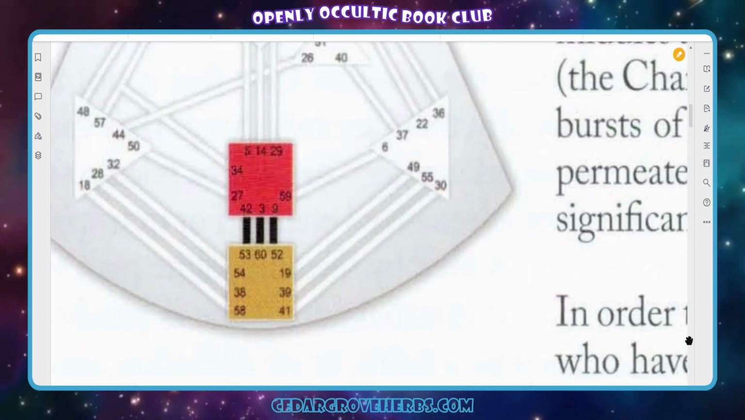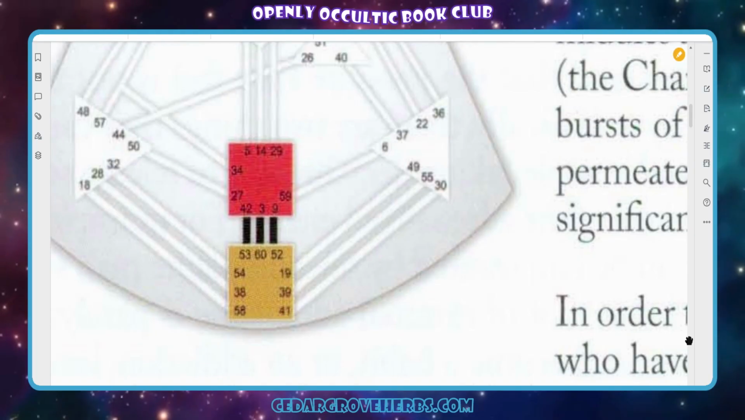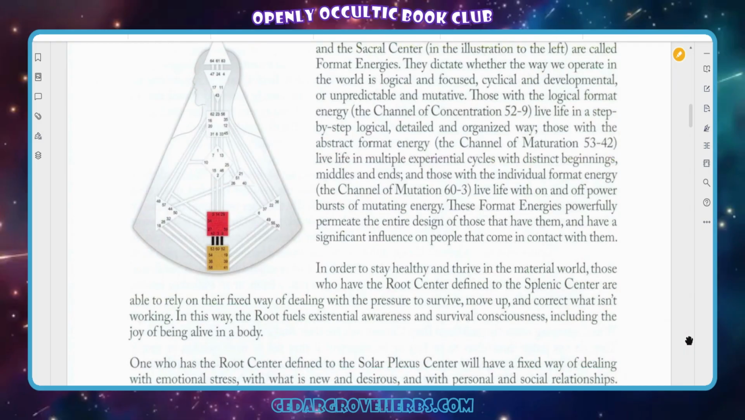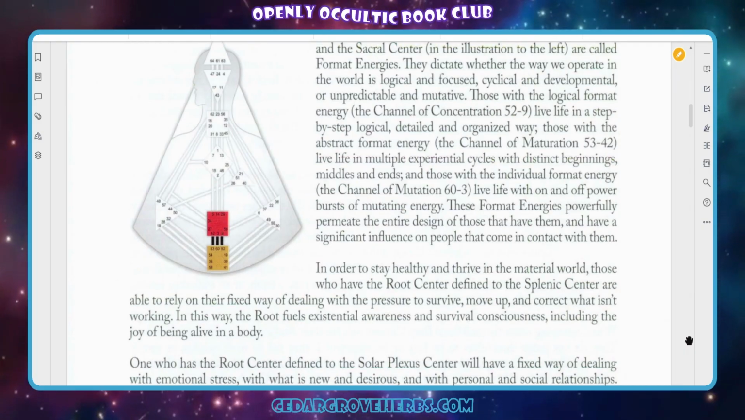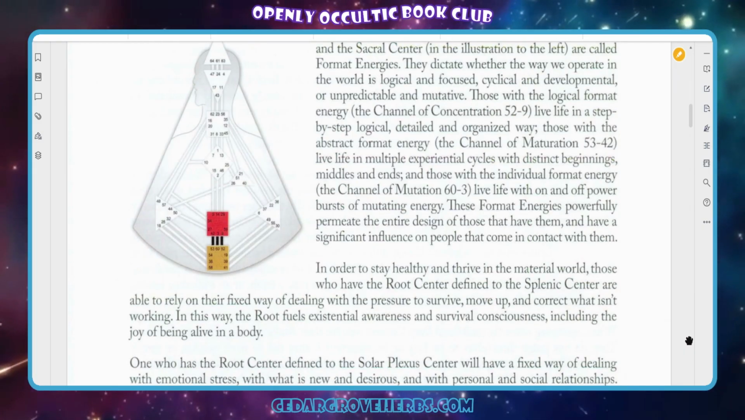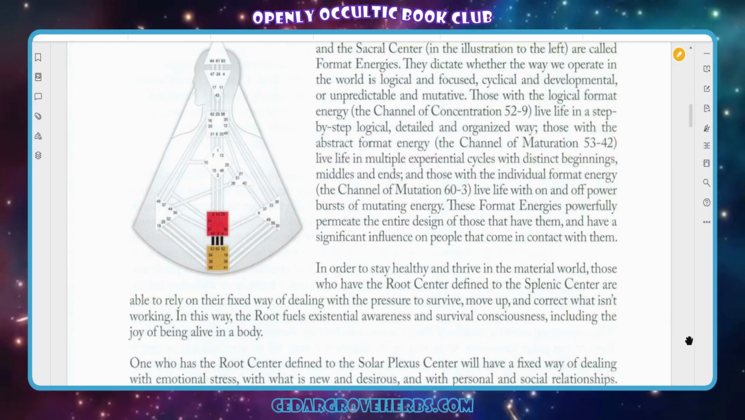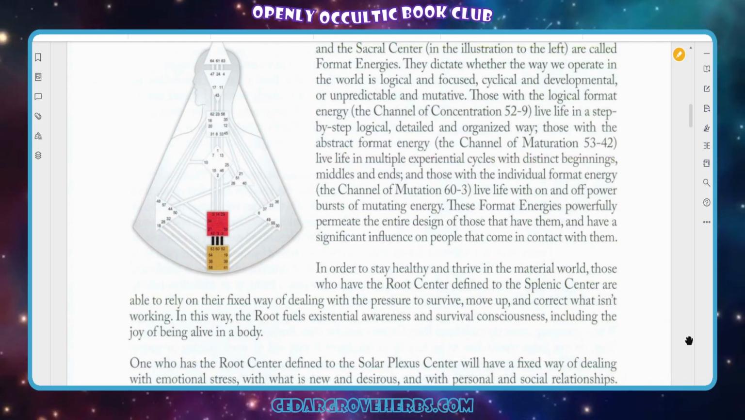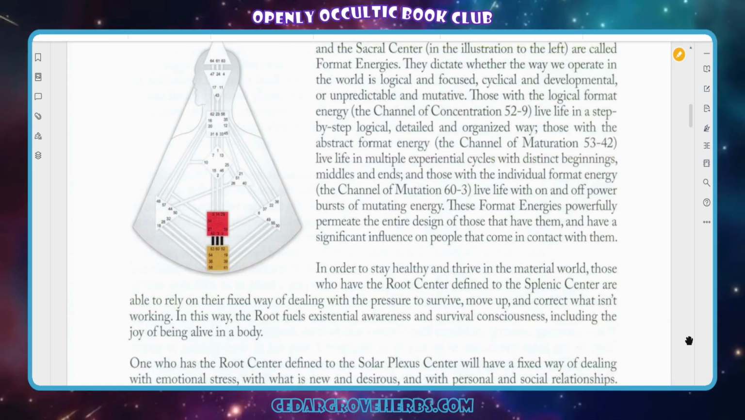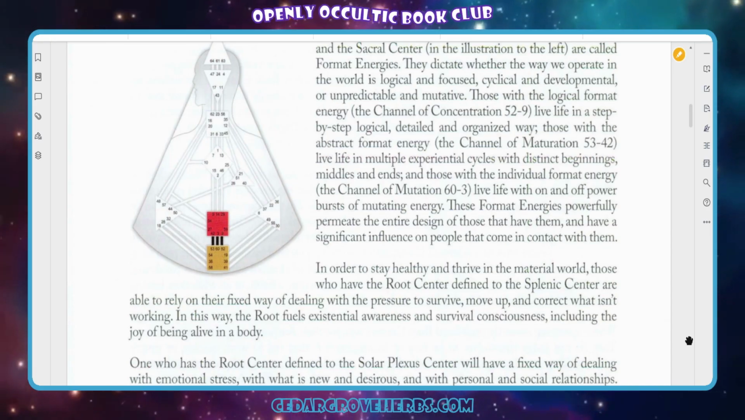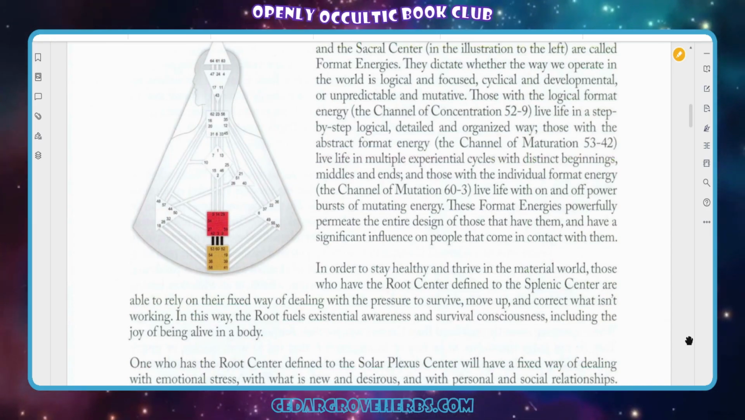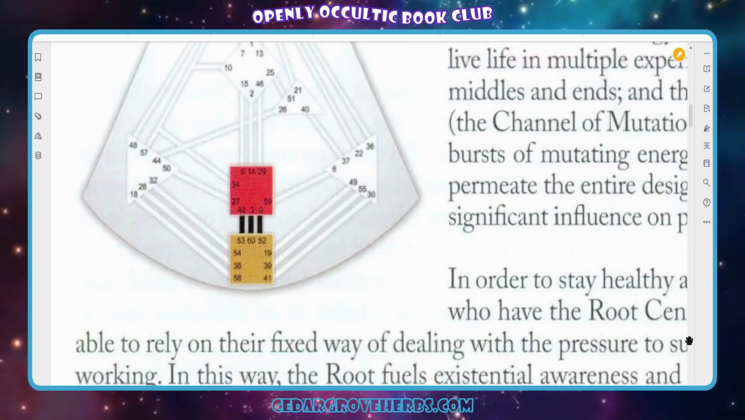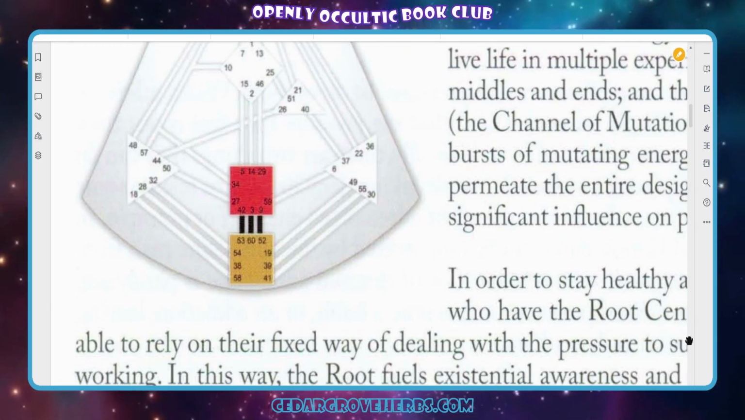Let me see if I can see that here. Okay, 52 and 9. Okay, so those with the logical format energy, the channel of concentration, gates 52 and 9, live life in a step-by-step, logical, detailed, and organized way. Those with the abstract format energy, which is the channel of maturation, gates 53 and 42 on the left side, that channel.